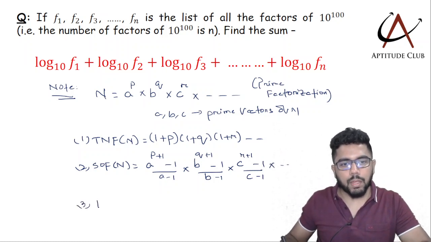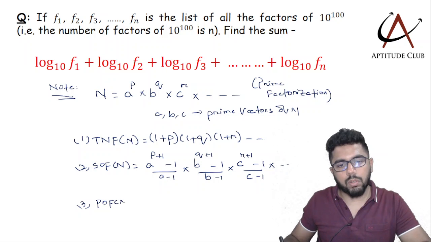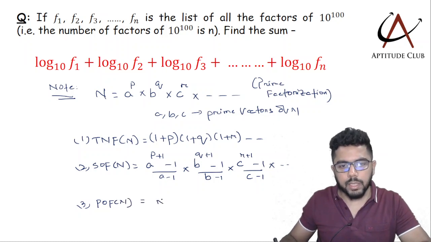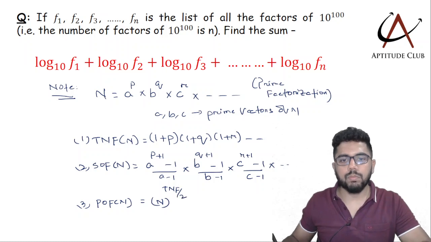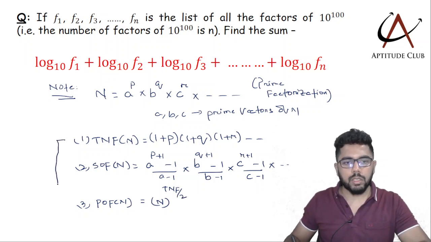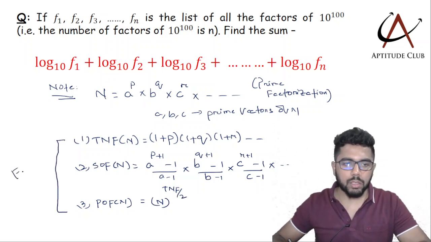And finally, if I multiply all the factors, the product of all factors of n, it is n whole to the power total number of factors divided by 2. Okay, these three formulas belong to factor theory.